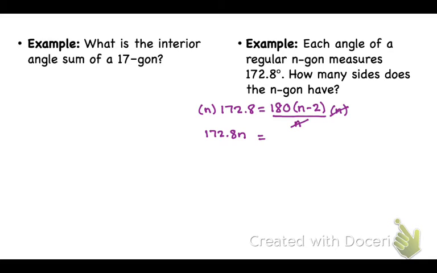On the right, what does this 180 in front of the parentheses tell me I have to do? I have to distribute it. I have to multiply, don't I? Okay, so 180 times n is 180 n. And 180 times negative 2 is negative, right? And 2 times 180 is 360. And now I just have an algebra problem. So how am I going to solve that?